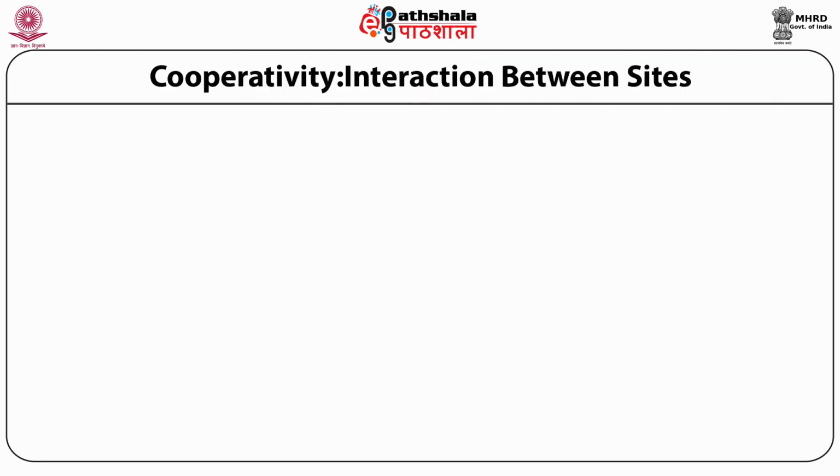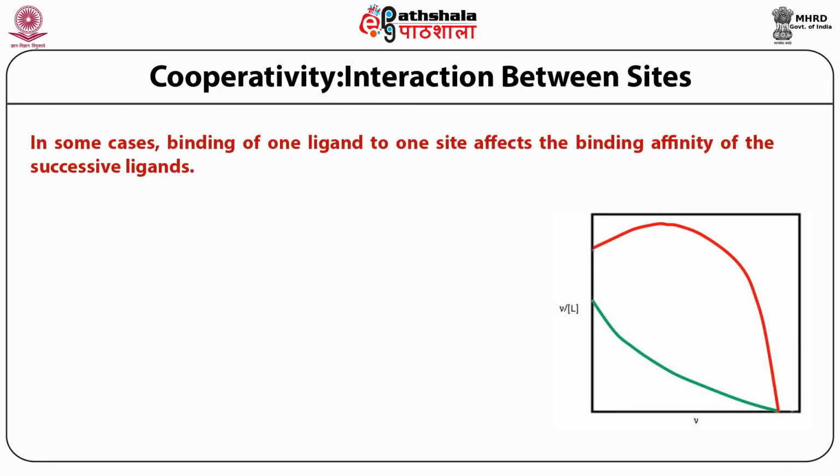Till now we have talked about independent sites. There are cases when there is interaction between sites, which is known as cooperativity. What do we mean by interaction between sites? It is basically when the binding of one ligand to one site affects the binding affinity of the successive ligands. So binding at one site affects the binding at another.